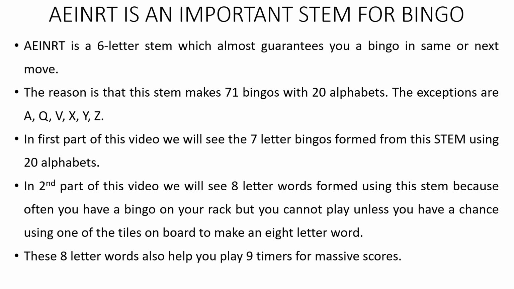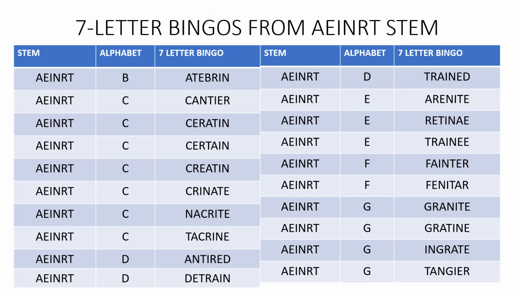It makes 71 bingos with 20 alphabets. Exceptions are A, Q, V, X, Y, Z. But when you study the 8-letter bingos, you will find that there are combinations; you can use these letters as well. So this is how it works.